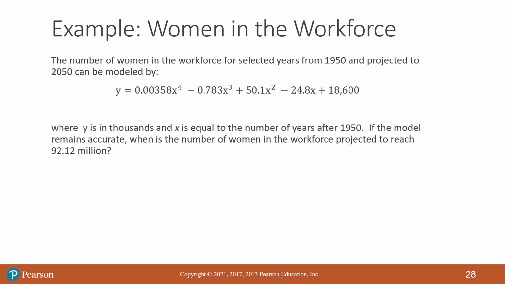Now, a few keys here. Y is in thousands, but I'll be darned if they didn't give us the number that we're supposed to have in millions. So we've got to do a little bit of a conversion there. Also, take note that x is equal to the number of years after 1950. So we're going to have a year conversion as well.